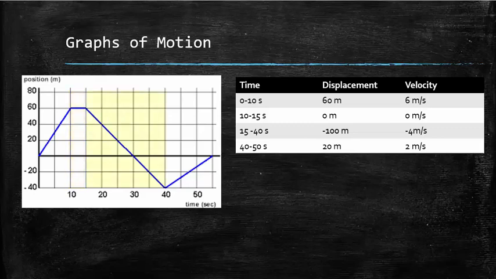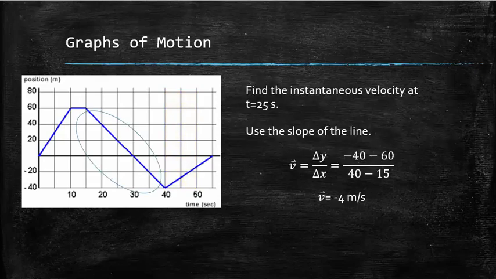And then for the next 25 seconds, it actually goes backwards for 100 meters, and it has a constant velocity of -4 meters per second. And then those last 10 seconds, it moved forward at a constant velocity of 20 meters per second, and it covered 20 meters. So earlier I said that you could find the instantaneous velocity from a graph of motion.